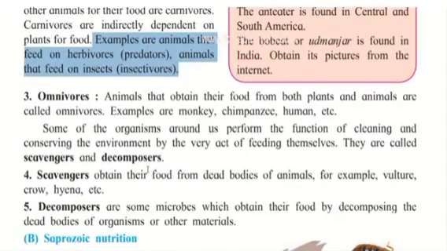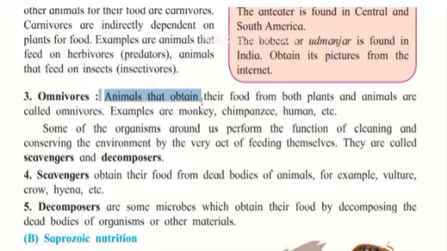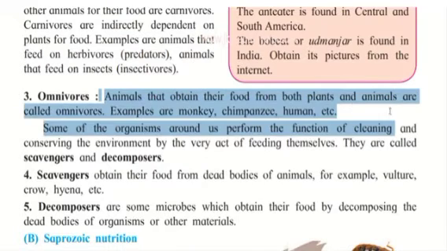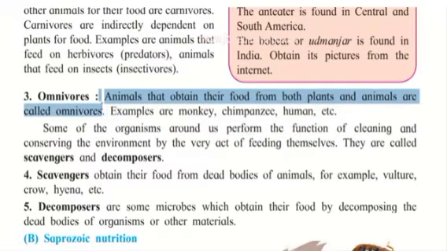Now, let's go to the third type, that is the omnivorous. Animals that obtain their food from both plants and animals are called omnivores. For example, monkey, chimpanzee, humans, isn't it? We eat both plants and animals. There are some people who are only vegetarians, and there are some people who are non-vegetarians as well.